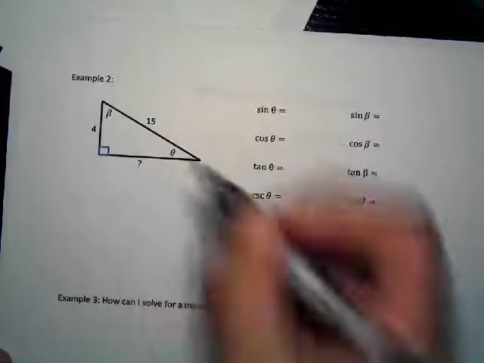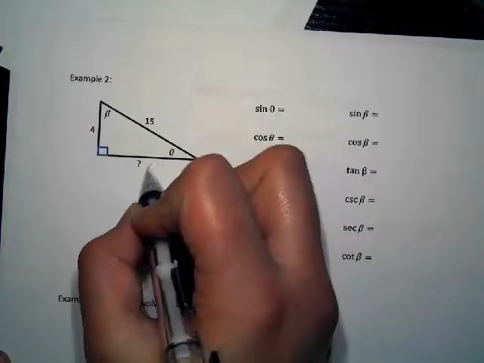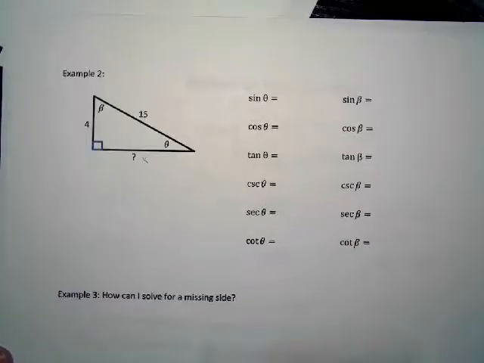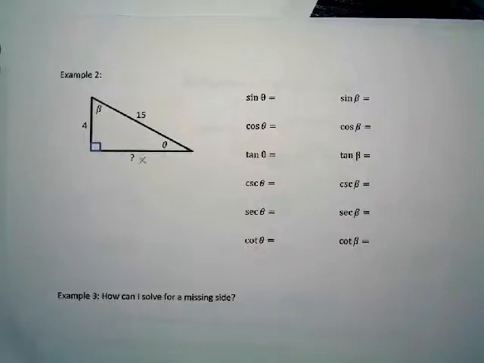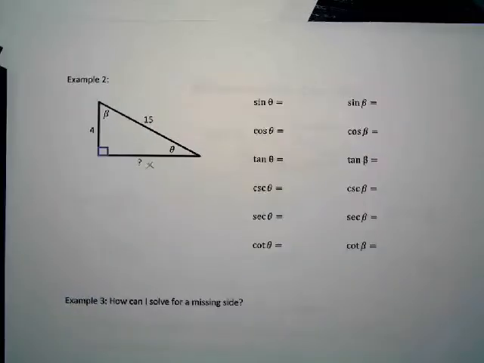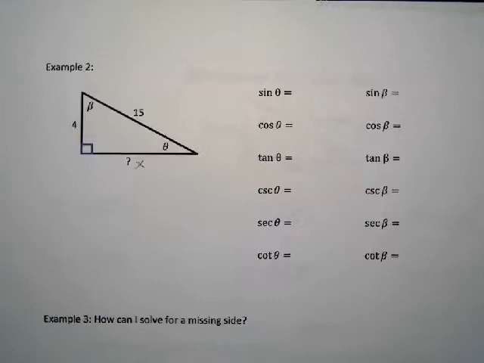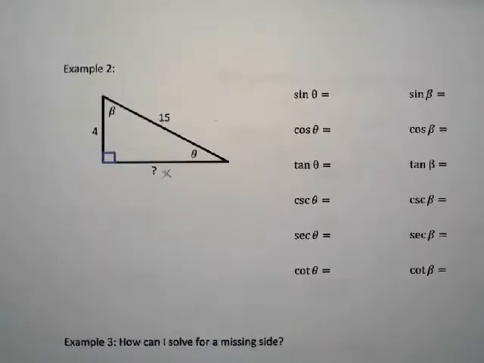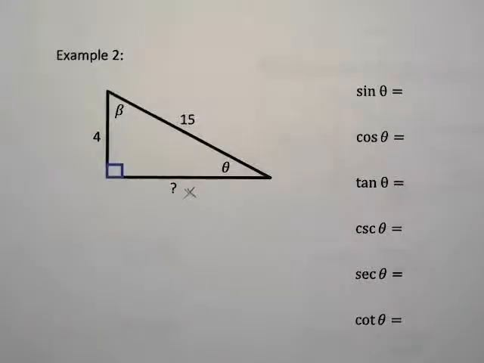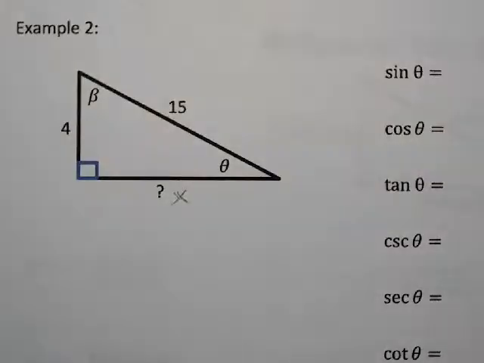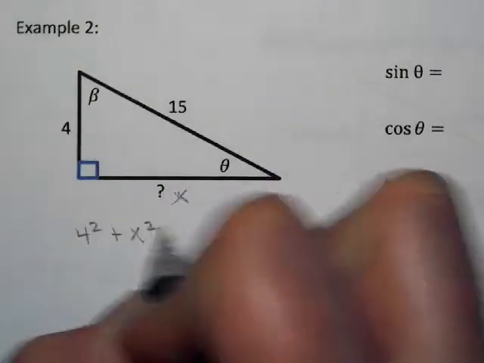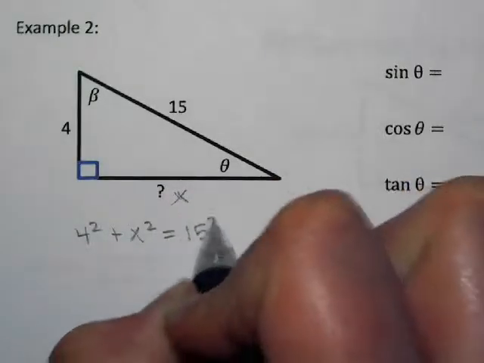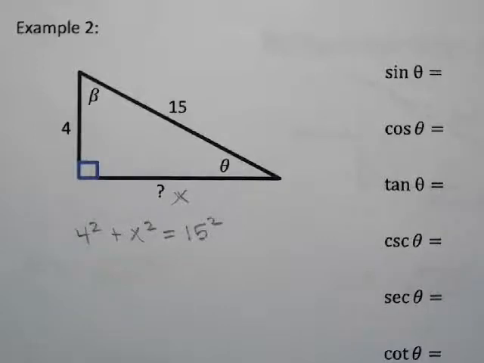So when I use the Pythagorean theorem, I'm going to go ahead and call this x just so that we have a variable to put in the Pythagorean theorem when we work with this. When we do the Pythagorean theorem here, what should we be writing? So this is what we have. What is 4 squared?